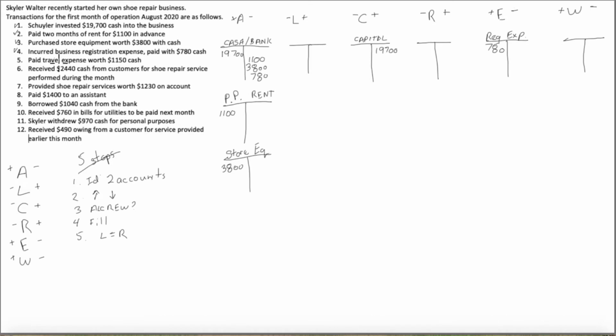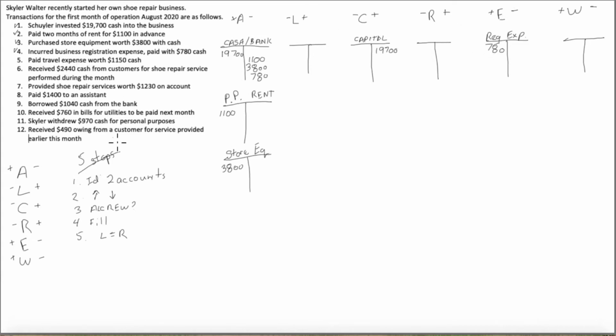Paid a travel expense worth $1,150 cash. All right, so going through the list with two accounts, so paid, cash. So we know cash, and bank, is going to be the biggest one. That's where most of the money is either going in or going out. But most of the time it's going out because you're paying for things. And then just where does it go? Because we have to make sure left equals right. Paid a travel expense, so it has the word expense in it, so we know it's an expense.